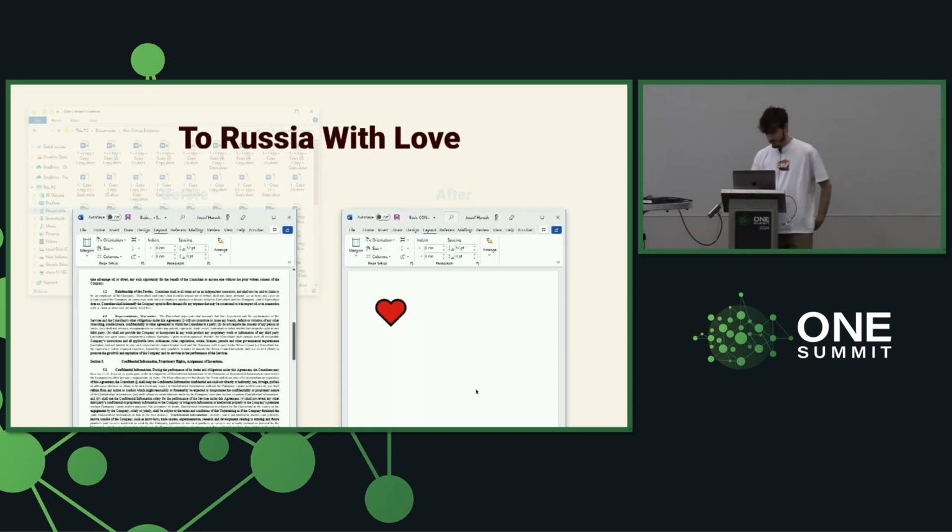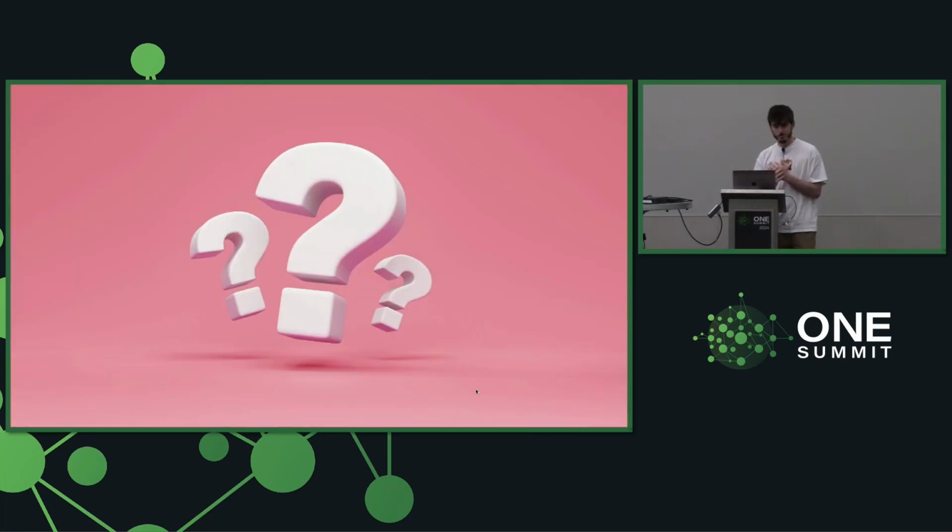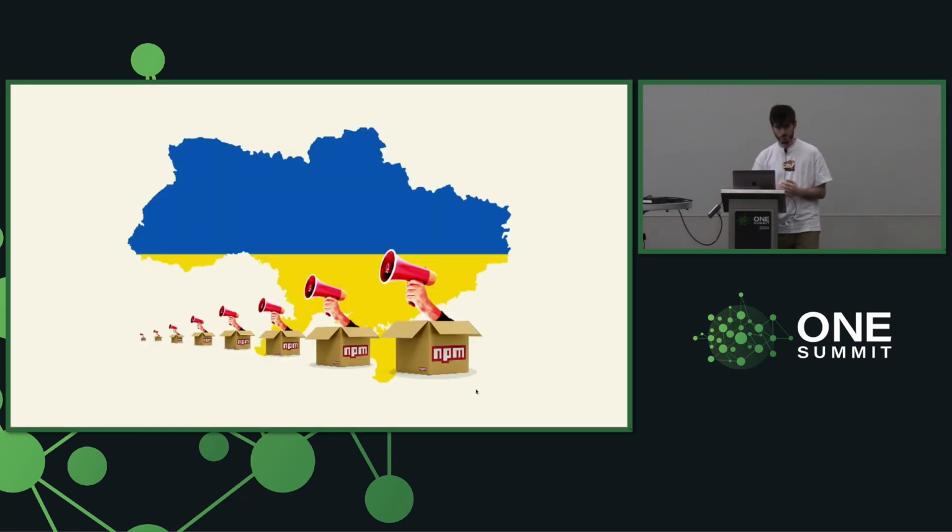And he didn't really delete anything. He just replaced text documents with a heart. And I guess we all understand why. We know why he did it. It's pretty self-explanatory. He wanted to support Ukraine in the war with Russia.